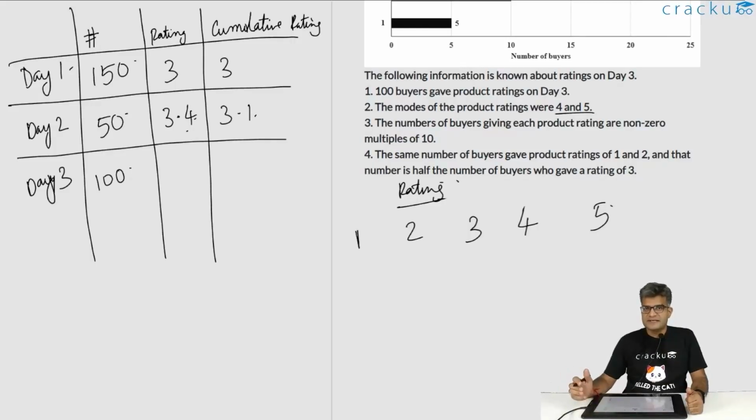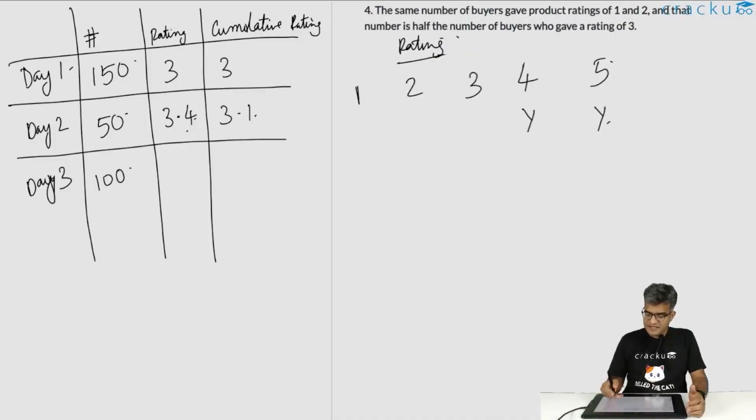What does this mean? This means that the maximum number of product ratings were given to both 4 and 5. So this would imply that if you assume that the number of people who gave rating for 4 is Y, the number of people who gave rating for 5 is Y. What is mode? If you are given a list of numbers, the number which occurs the maximum number of times is called the mode. For example, here you have 100 ratings, but we can't explain it because we can't write it as 100.